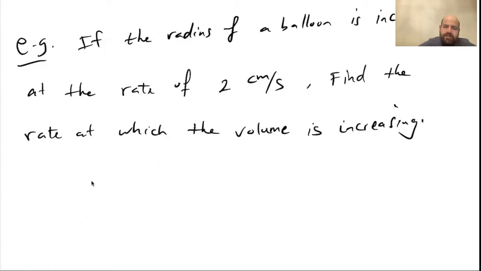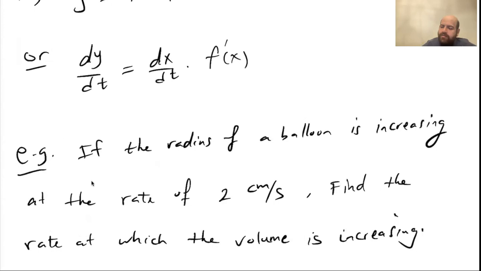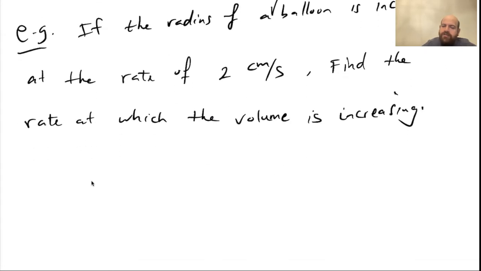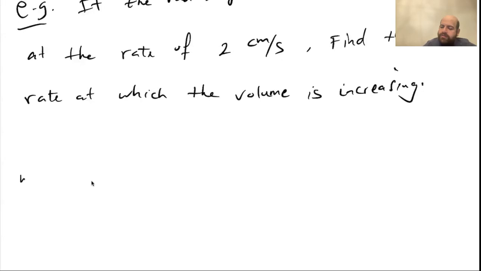So right now, we want to know the connection between radius and volume of a balloon, which means a sphere. Spherical balloon, just to emphasize it. What is the connection between radius and volume of a sphere? Well, we know that V is equal to 4/3 pi r cubed.